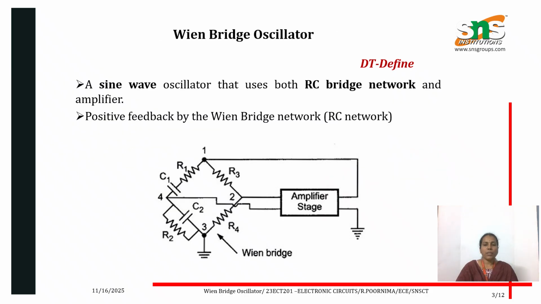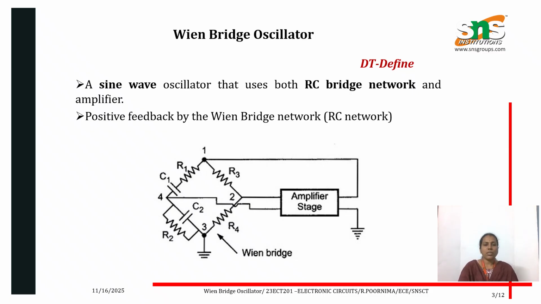And what is meant by Wien Bridge oscillator? It is a sine wave oscillator which consists of an RC bridge network and an amplifier circuit. So the RC bridge network is in the form of a Wheatstone bridge. It is used to provide the positive feedback to the RC amplifier circuit.